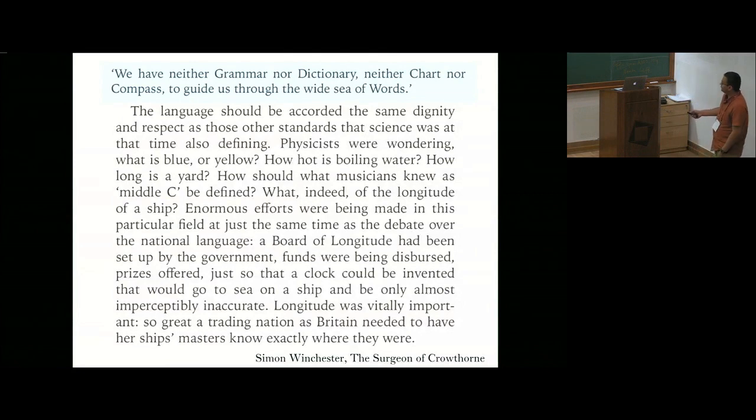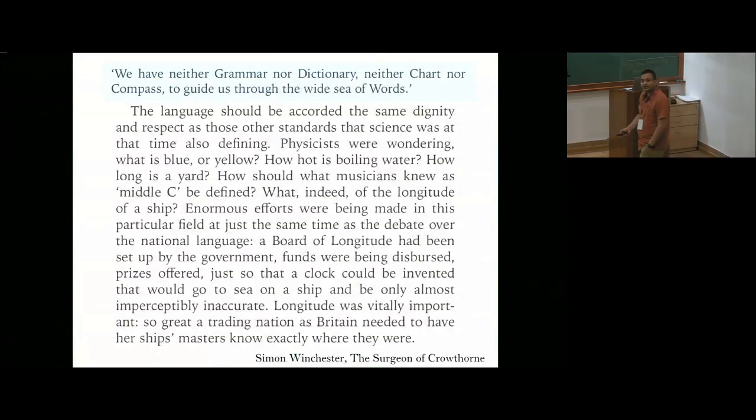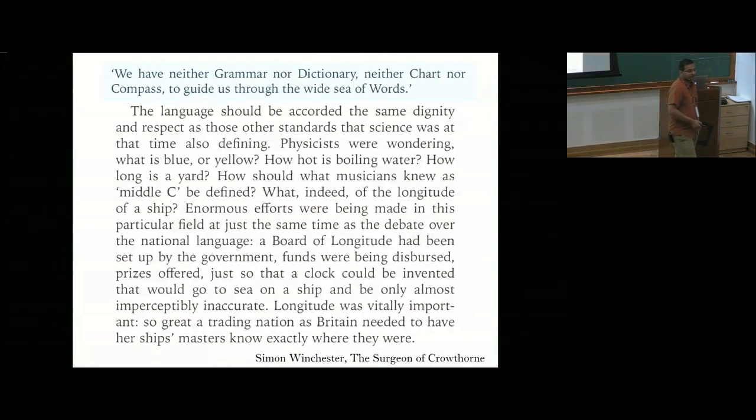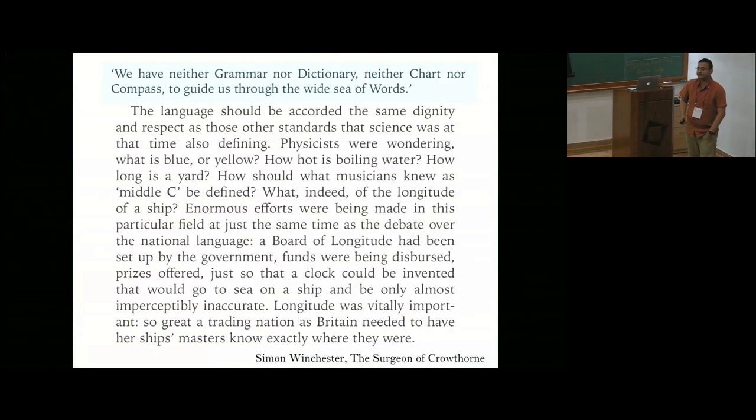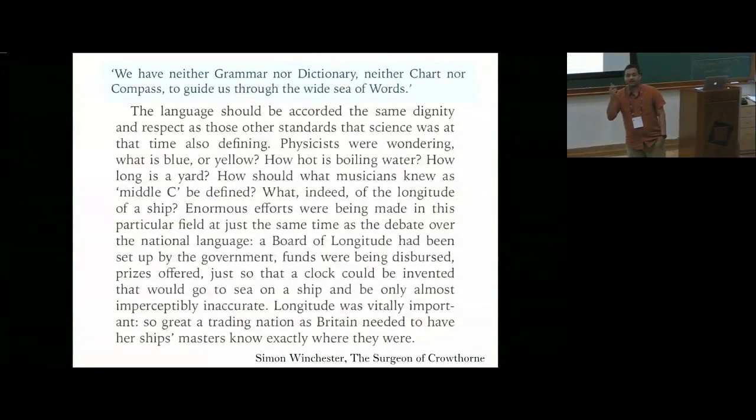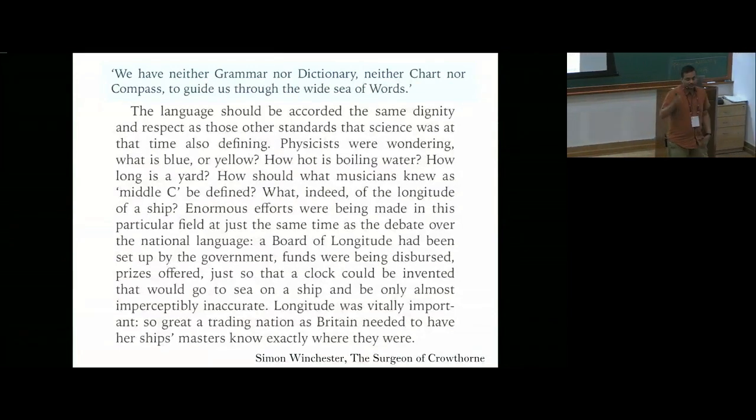A board of longitude had been set up by the government. Funds were being dispersed just so that a clock could be invented which would go on the sea on a ship. And the idea was to make this clock imperceptibly accurate. So really, measurement of longitude was at the time tied to this ability to make a very, very precise clock.